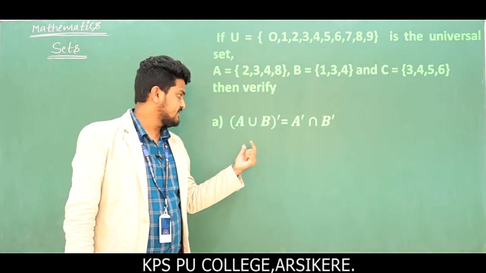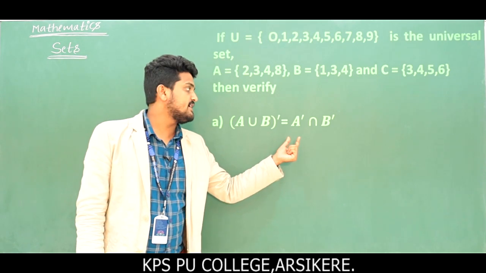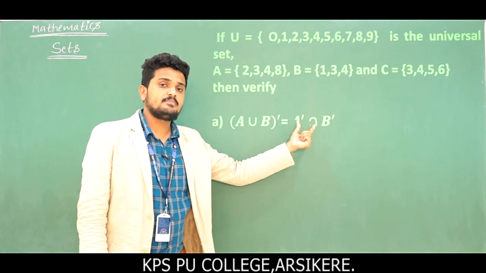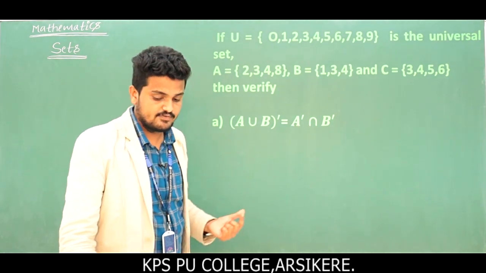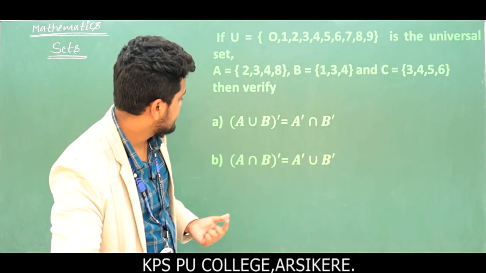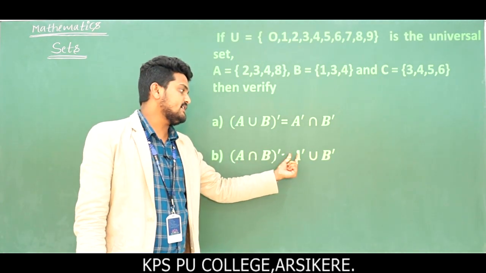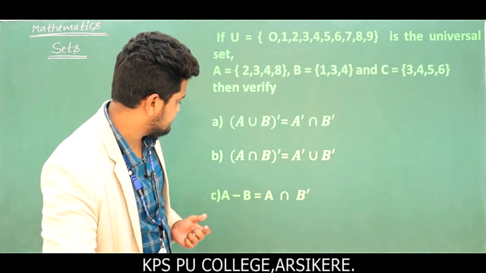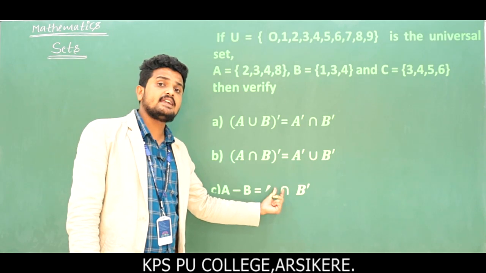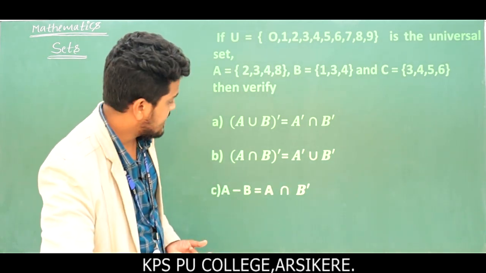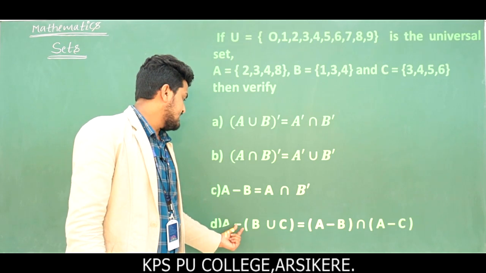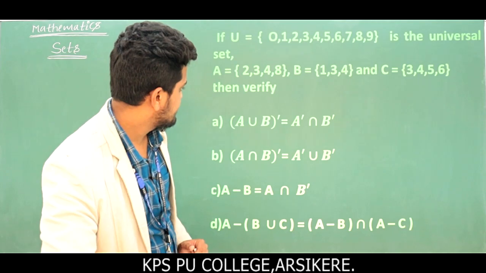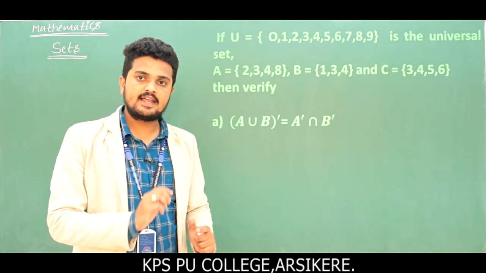You already know that A union B whole complement is equal to A complement intersection B complement, or A union B whole dash is equal to A dash intersection B dash. That is nothing but De Morgan's law. In the same way, the second one, A intersection B whole dash is equal to A dash union B dash. This is also De Morgan's law. The third one, A minus B is equal to A intersection B dash. The last one, A minus of B union C is equal to A minus B intersection A minus C. Okay, let us discuss one by one.